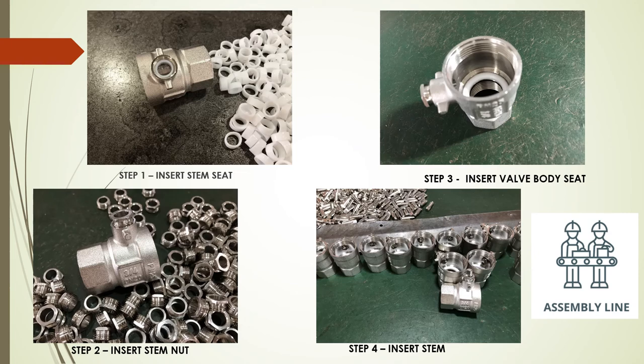The ball valve assembly process looks simple, but it's critical to the quality of a ball valve. Each step is important to ensure everything goes smoothly and in order. There are 10 steps to assembling a ball valve. Step 1, insert stem seat. Step 2, insert stem nut. Step 3, insert valve body seat. And step 4, insert stem.